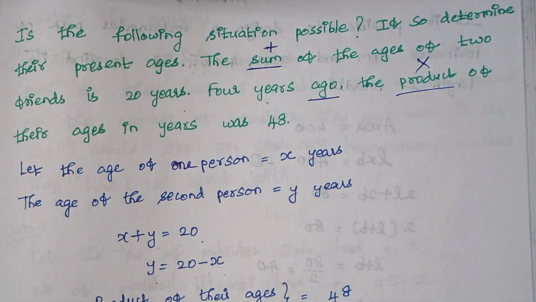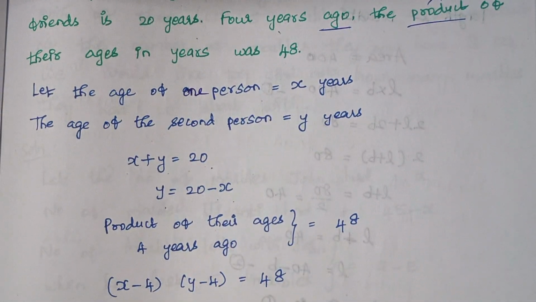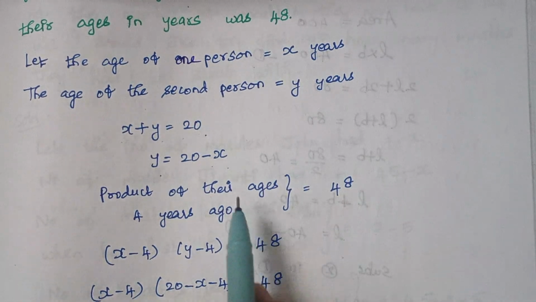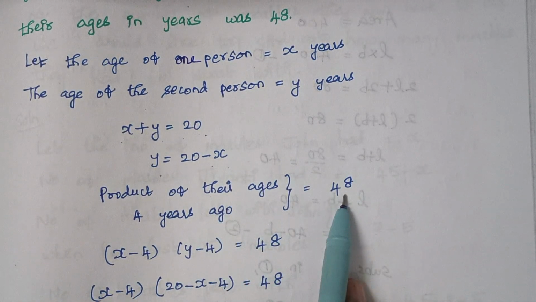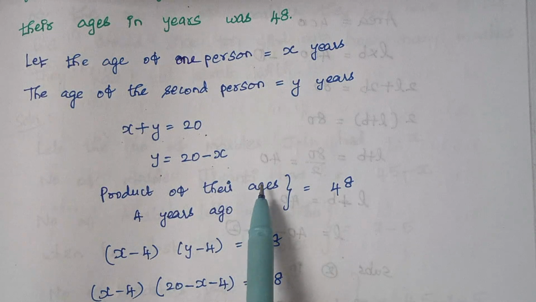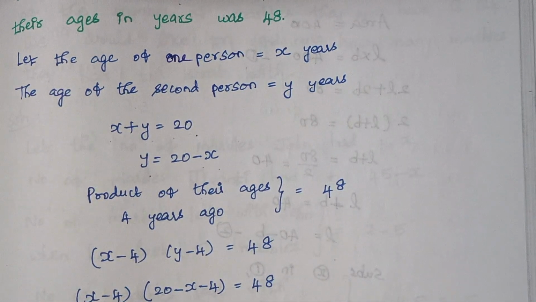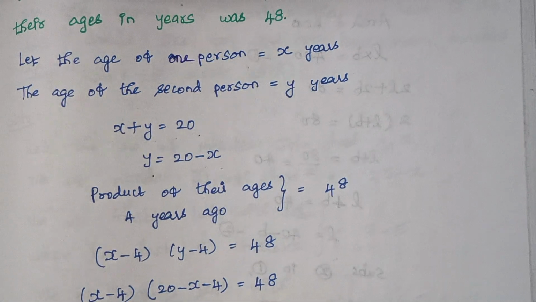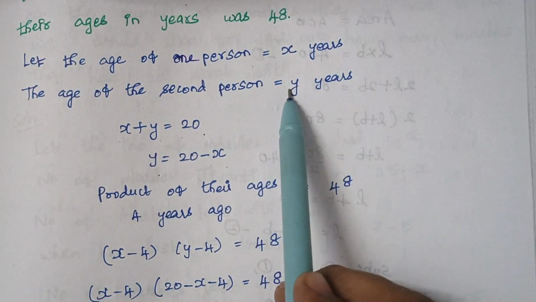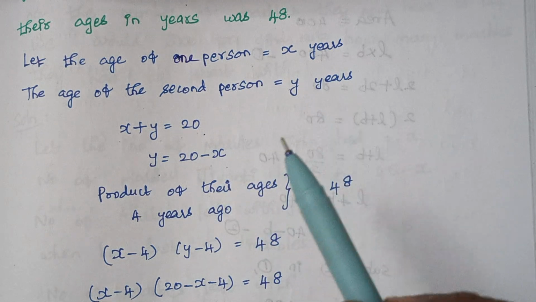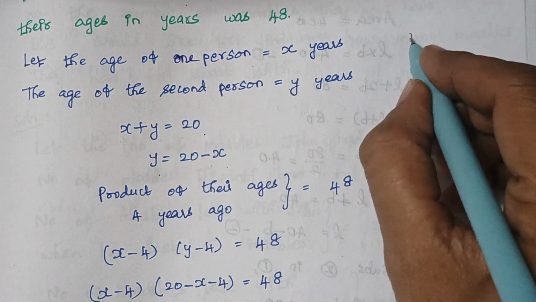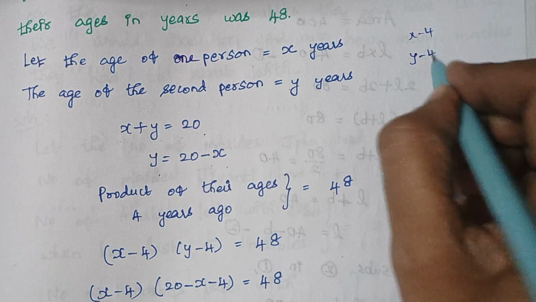Now, the next thing is product of their ages 4 years ago. It is given by 48. So product of their ages 4 years ago, that is 4 years before, their product is equal to 48. So currently their age is x and y. So 4 years ago means before 4 years it will be x minus 4 and y minus 4.